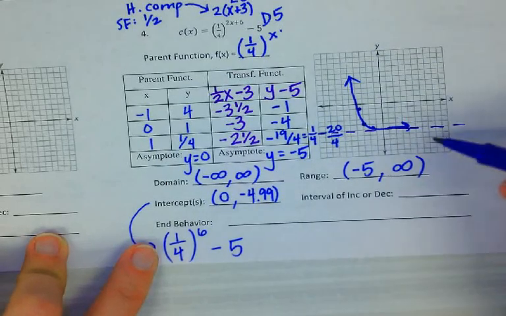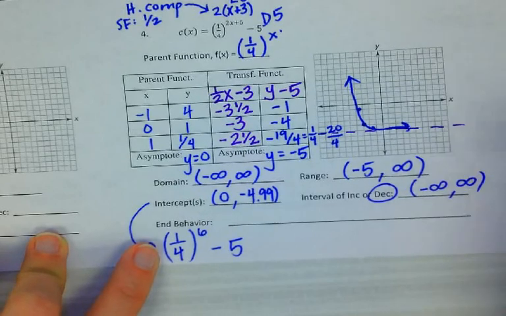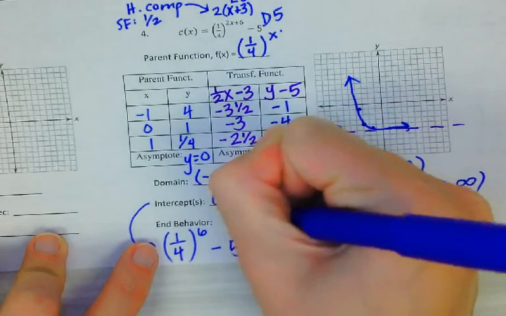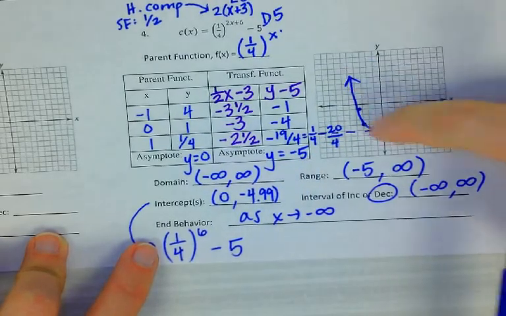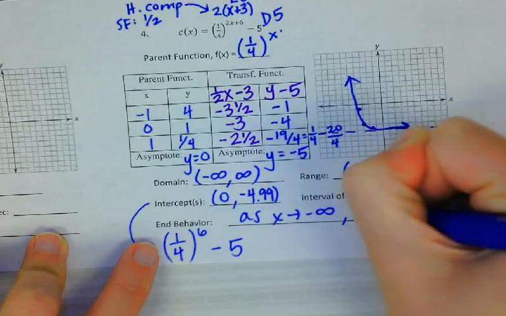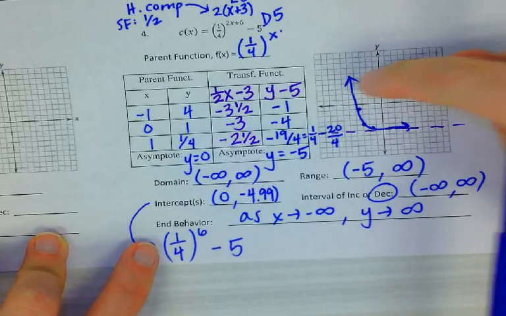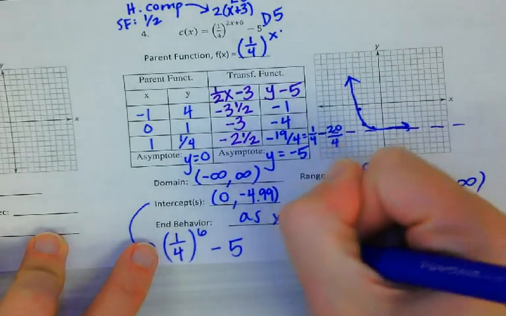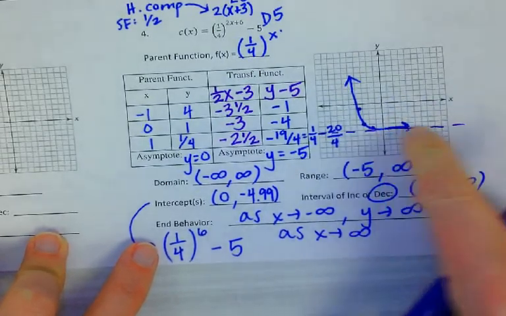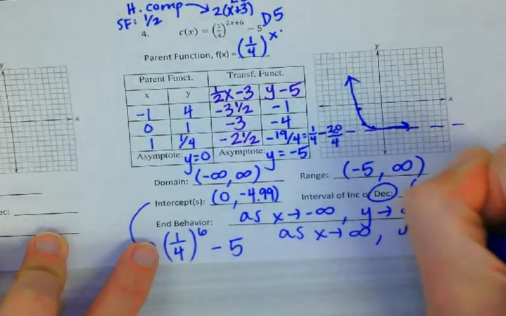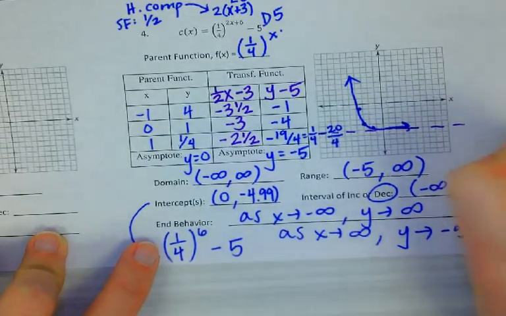As I look from left to right, this graph is decreasing. And its end behavior as x approaches negative infinity. So as I look at the left side of the graph, those y values are approaching positive infinity, and I can see that function pointing upwards. As x approaches positive infinity on the right side, I can see the function getting closer and closer to its horizontal asymptote, which is -5.